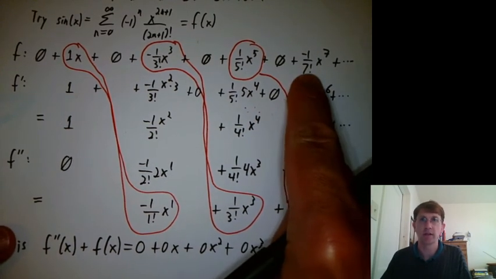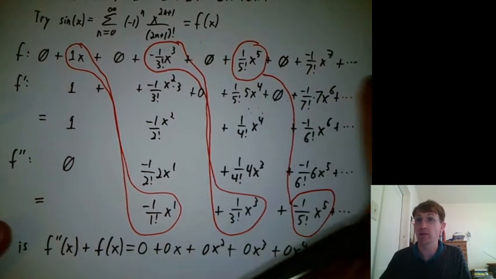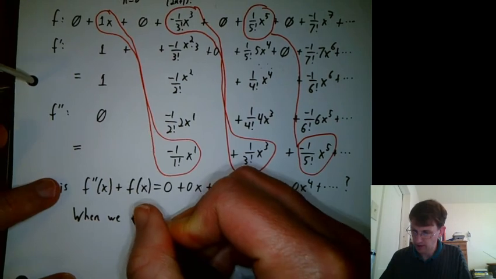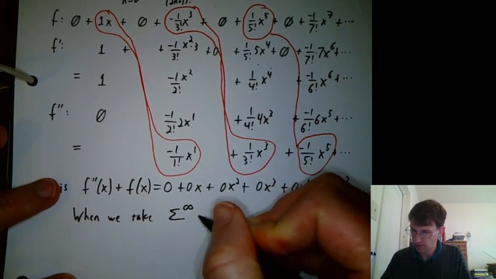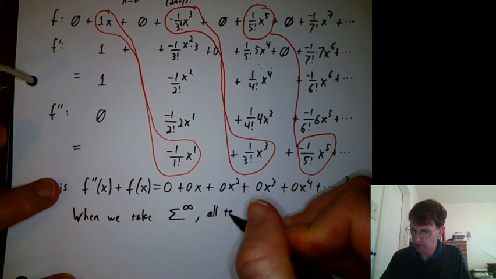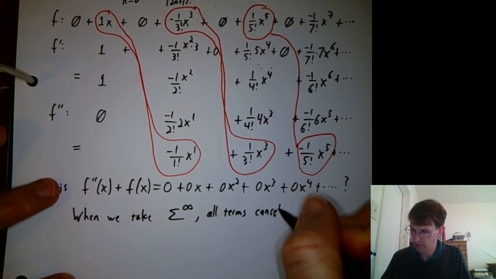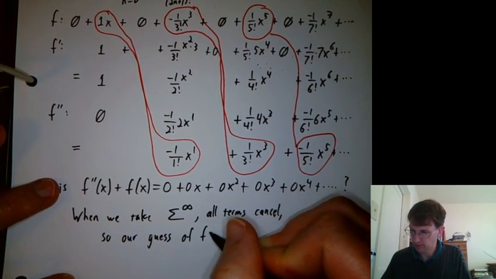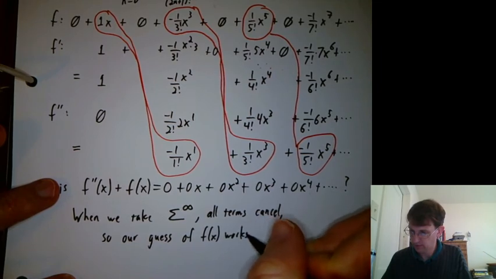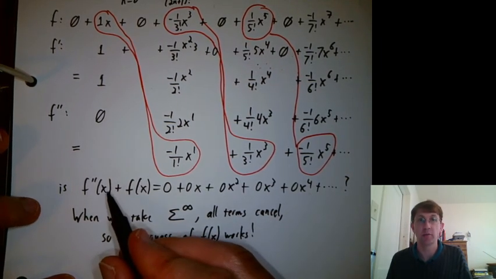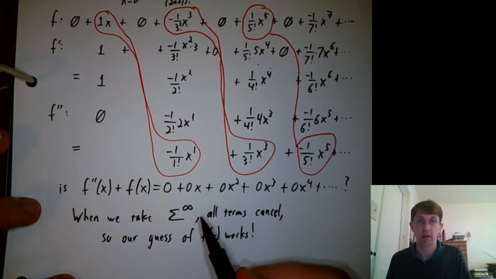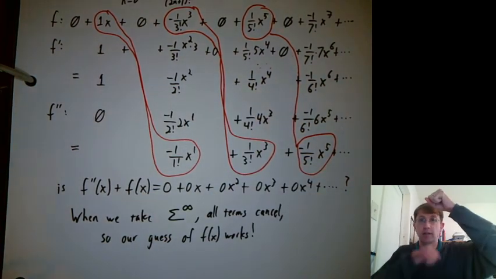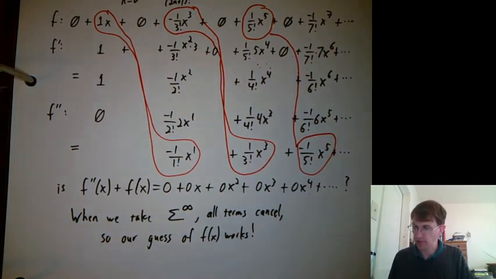You might say, well, where's this going to cancel? Well, there should have been another term over here because this goes on to infinity, right? So when we take the sum out to infinity, all the terms cancel. So our guess of f of x works. It satisfies f double prime plus f equals 0. So in some problems, I mean, here I just kind of guessed because I knew that this is a harmonic oscillator and sine should work okay for that.